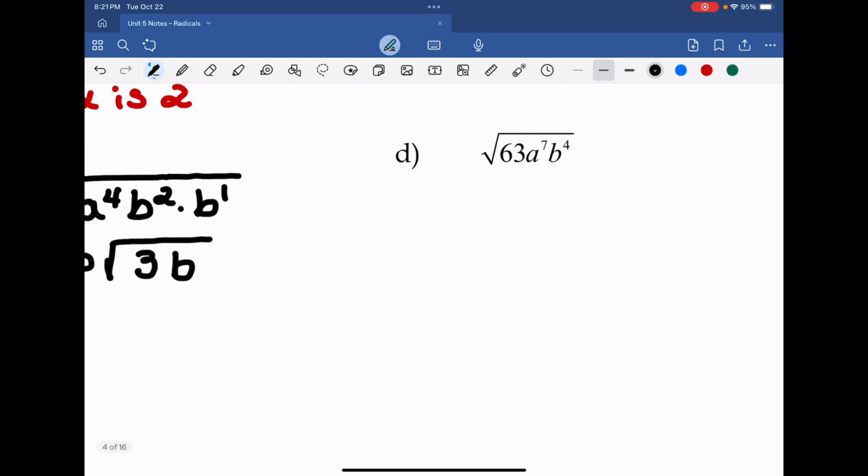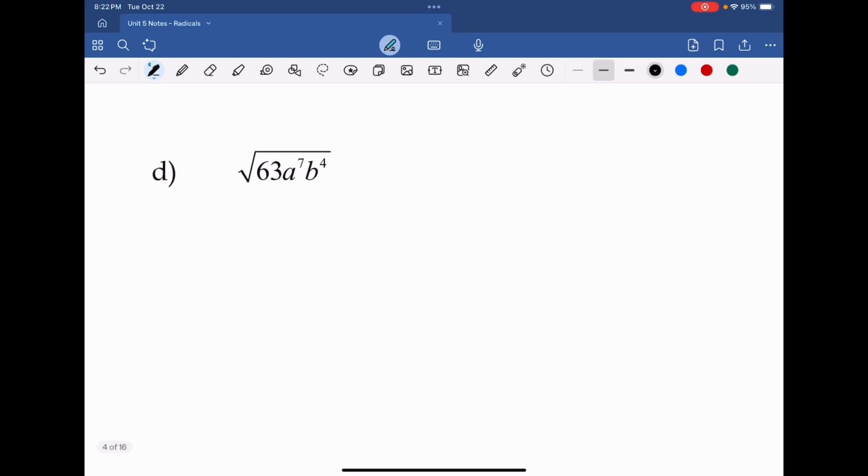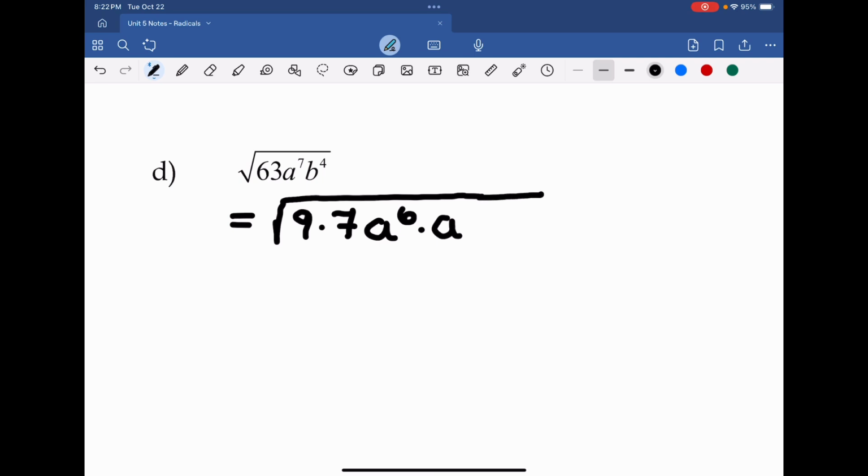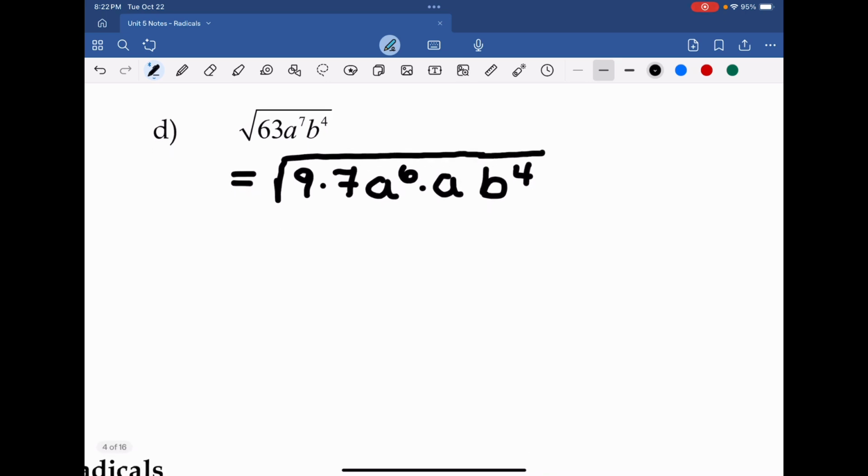Okay, now we're going to go over to our second example. Same kind of idea. We're going to split 63 and a and b into certain values here. So 63 can split into 9 times 7, 9 being the perfect square, 7 being irrational. I can then take a^7 and split it into a^6 times a^1 as a way to have a perfect square for an a. And then I can take b^4, because 4 is divisible by 2, we're going to leave it as is.